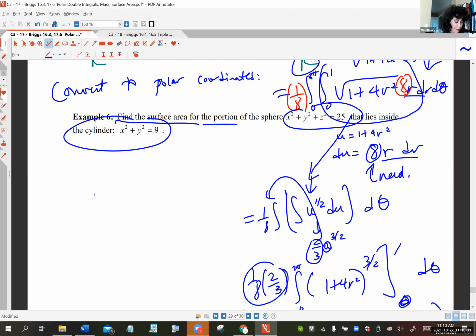Okay, so let's cue it up. First up, what does that sphere look like? Well, we learned about equations of spheres two months ago. That's a sphere centered at the origin of radius 5. Great, let me try to draw it.